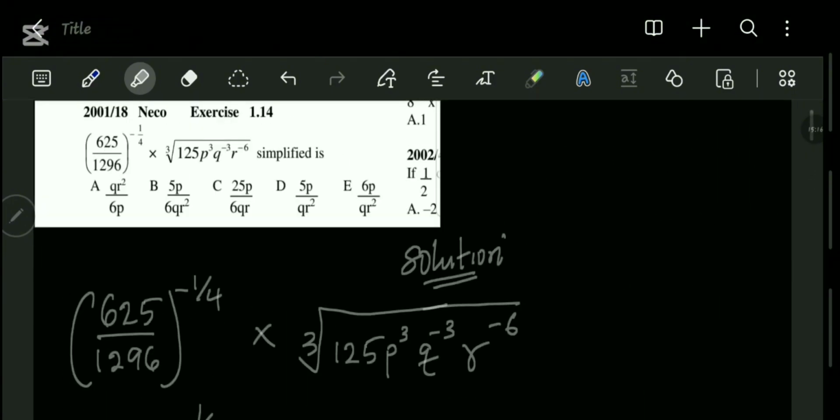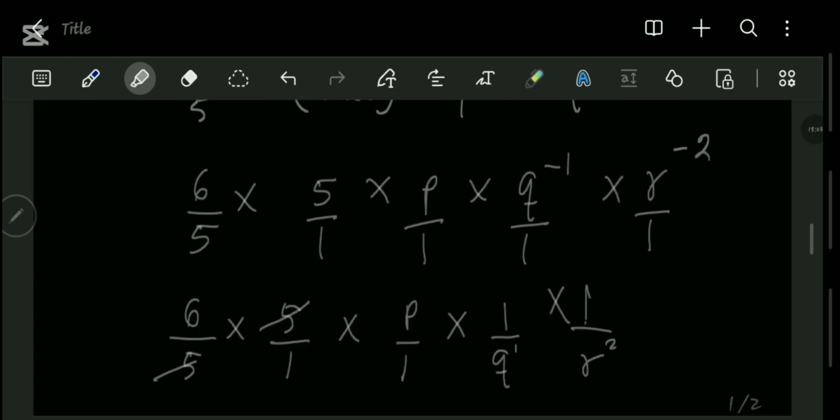Let's check our options. We have 6p over qr squared. Option E should be the correct answer.